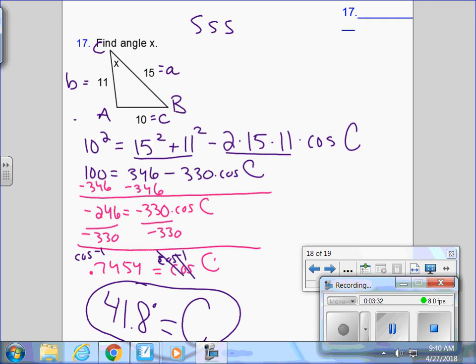All right, you can kind of see my work. Just beware, you don't want to subtract your 346 and 330, and you do need to divide by a negative 330, not a positive 330. And of course, don't forget to do a cosine inverse at the end. The answer is 41.8 degrees.